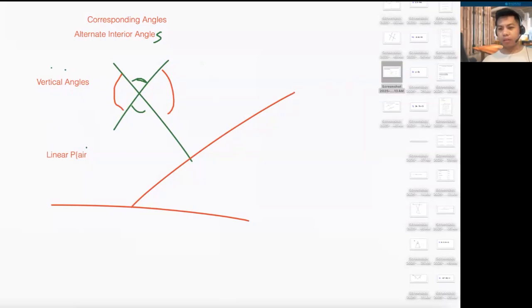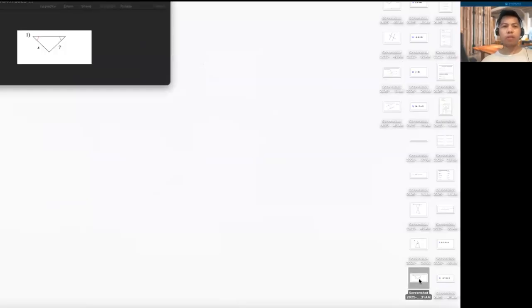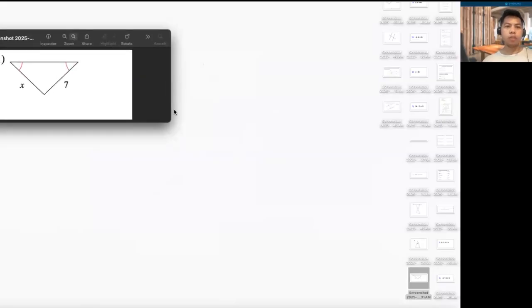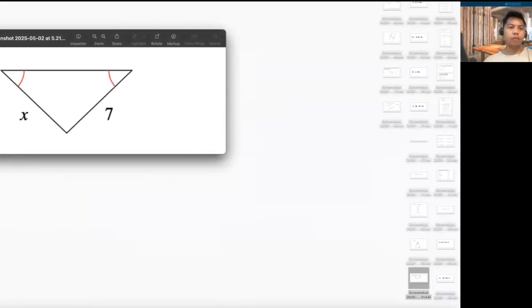Okay, so let's move to the next question. We solved this last time if you attended. Oh, not this one. But yeah, this is easier. So if you see the symbol, this is important, okay? What does that mean?